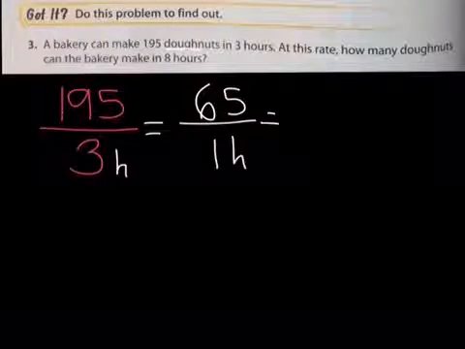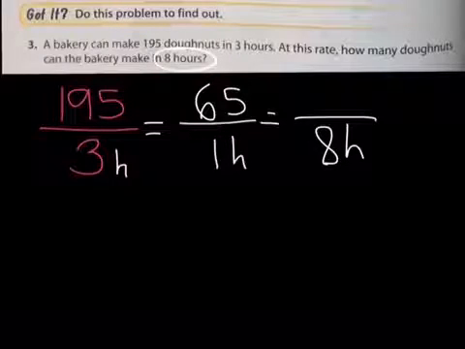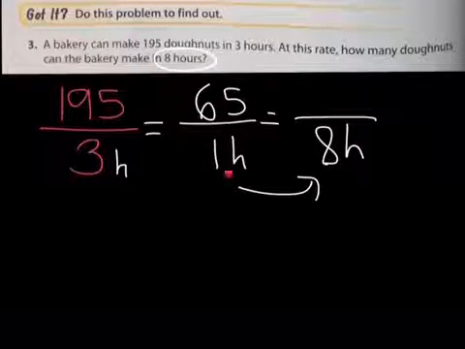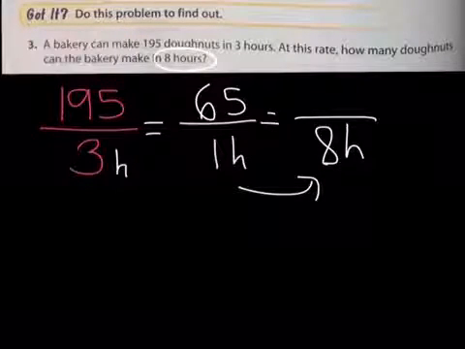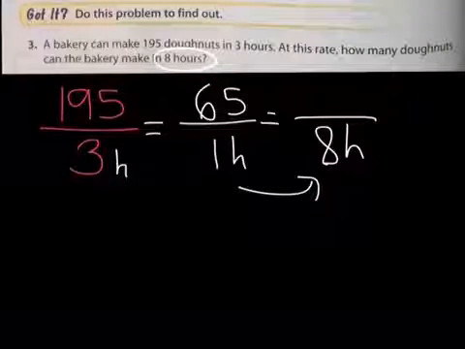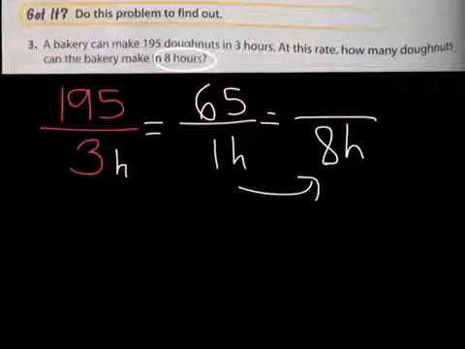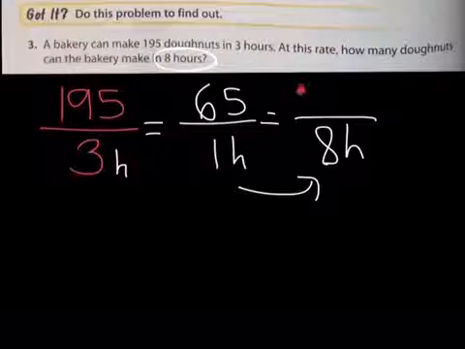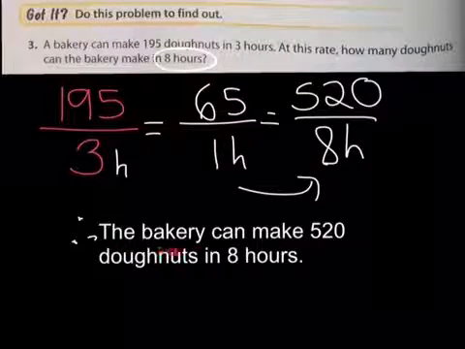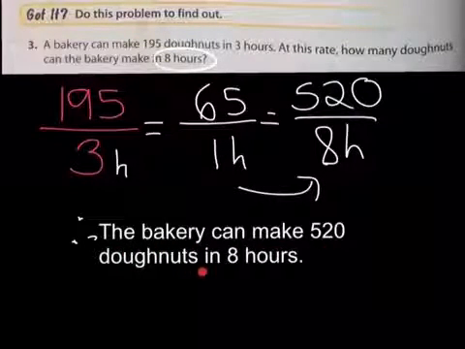Well, how many can I do in 8 hours? Well, then I just make this out of 8 hours. Whatever you do to the bottom, you must do to the top. I multiply the 1 times 8 to get 8, so I must do the same to 65, and 65 times 8 equals 520. Therefore, the bakery can make 520 donuts in 8 hours.